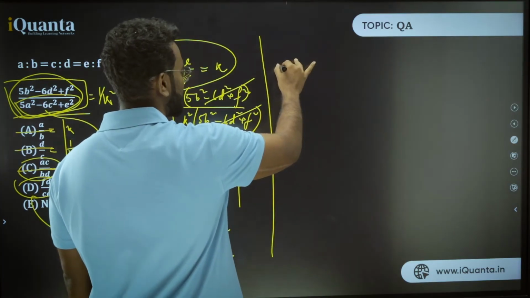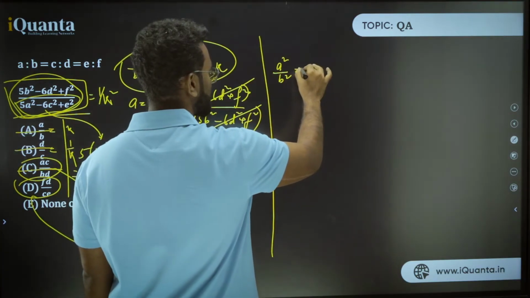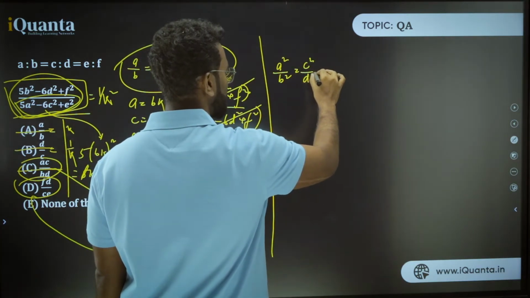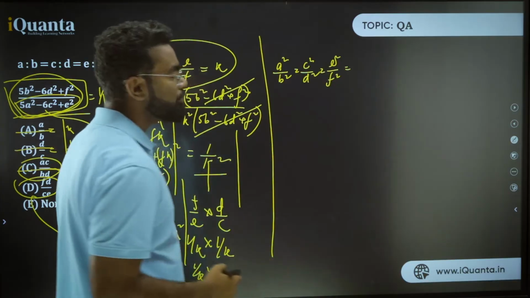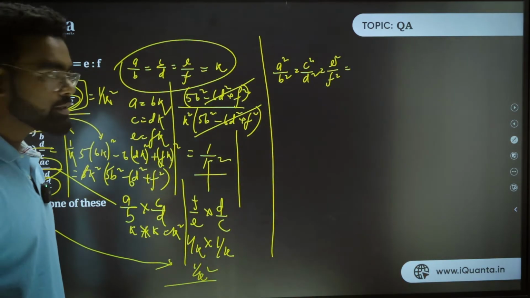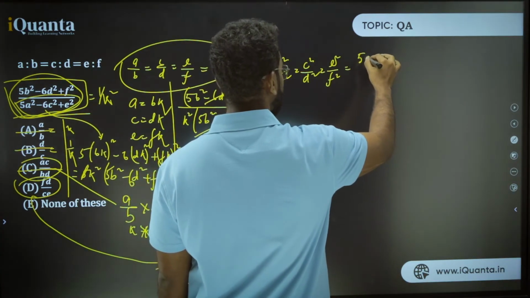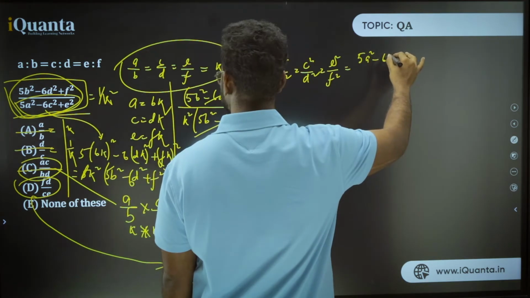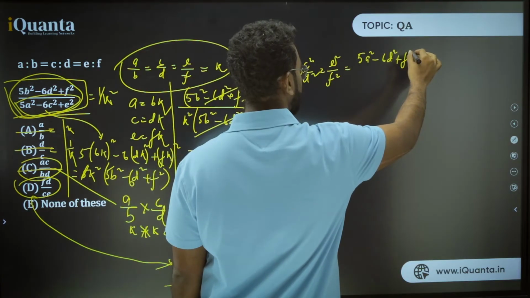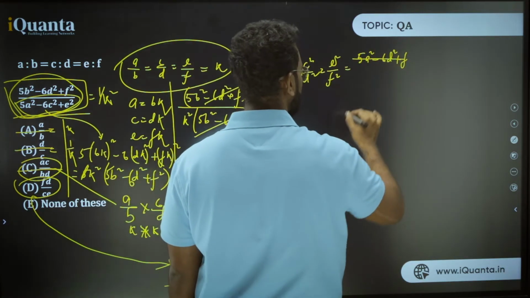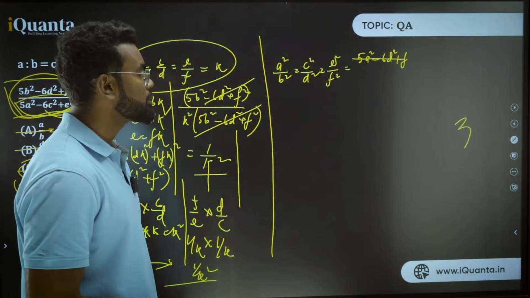Let's say first I can write a square upon b square equals c square upon d square equals e square upon f square. And I know if I do any kind of linear arrangement, it has to be the same. So this has to be equal to, let's say, 5a square minus 6d square plus 5a square, so it is a square upon b square equal to c square upon d square equals e square upon f square.